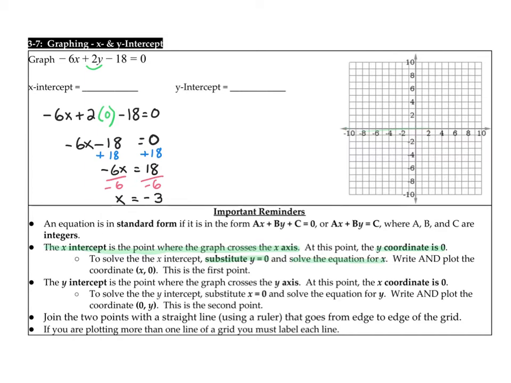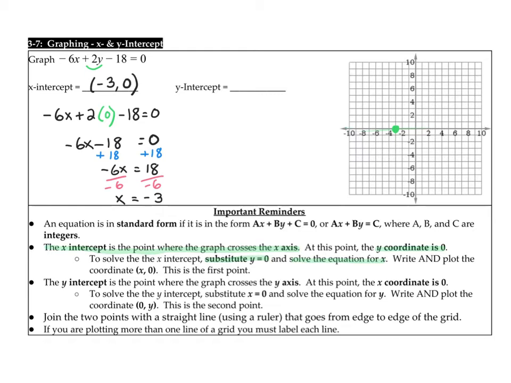Now, since that is an x-intercept, you write it as a coordinate. That would be negative 3 for the x, and the y-coordinate would be 0. And then what you would do is plot that negative 3 on the x-axis. Again, on the x-axis, there's your negative 3.